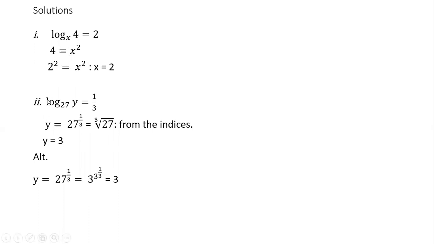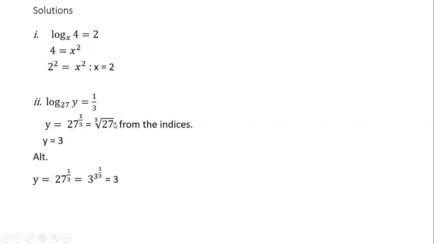Now let's look at the next example. Log base 27 of y equal to 1 over 3. Now, if we send 27 to the right hand side, it becomes y equal to 27 power 1/3. And 27 power 1/3 is the same as the cubic root of 27. You know, power 1 over 3 is the third root. So therefore, you can write it as the cubic root of 27 from the law of indices. Therefore, y is also equal to 3.